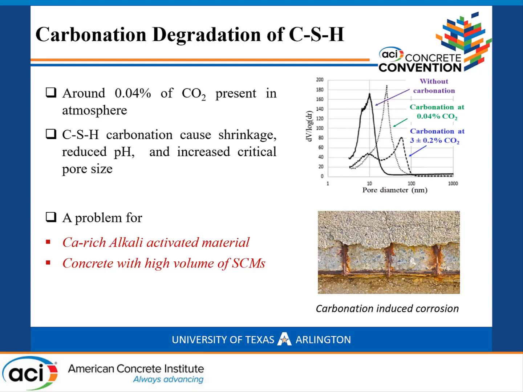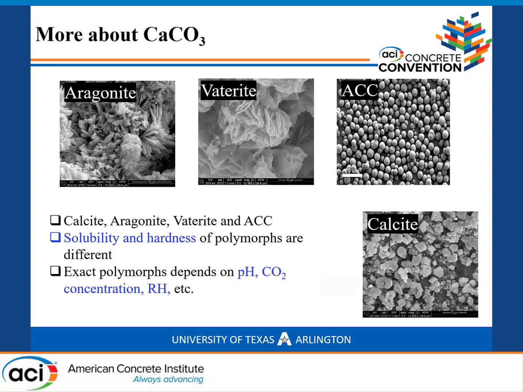So our goal is to prevent that degradation of CSH, and we would like to do that by controlling the crystallization of calcium carbonate. Let's see more about calcium carbonate. It is one of the reaction products of carbonation. It can have different polymorphs: aragonite, vaterite, amorphous calcium carbonate, and calcite. Among these, calcite is the most thermodynamically stable one. During carbonation, even if you see some vaterite or amorphous calcium carbonate, which are just metastable phases, eventually they will convert to calcite.